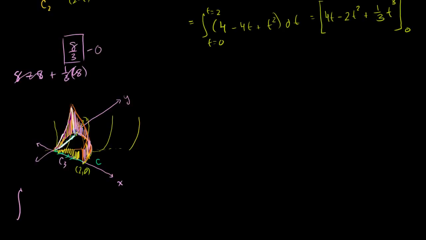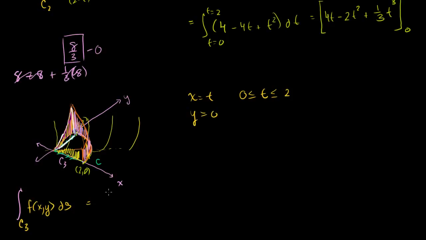Let me switch colors here. So we're going to go along contour C3 of f of x y ds, which is the same thing as, let's do a parameterization. Along this curve, if we just say x is equal to t, very straightforward, for t greater than or equal to 0, less than or equal to 2. And then this whole time that we're along the x-axis, y is going to be equal to 0. That's a pretty straightforward parameterization.